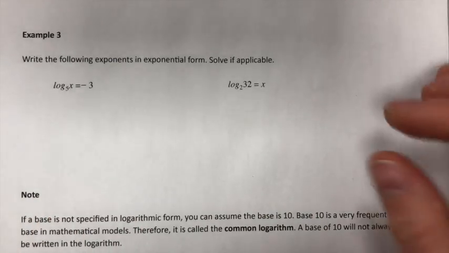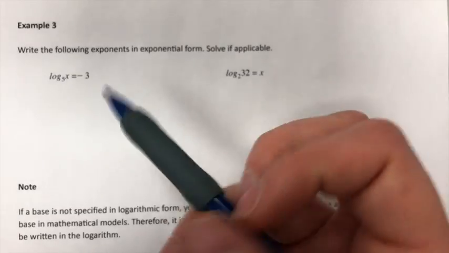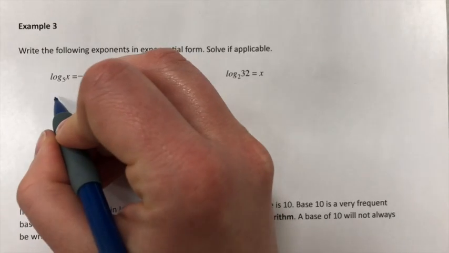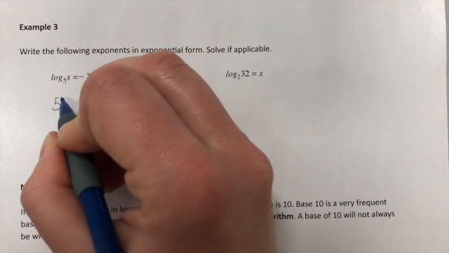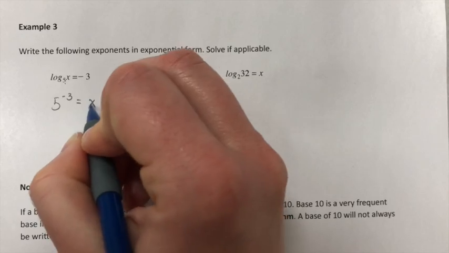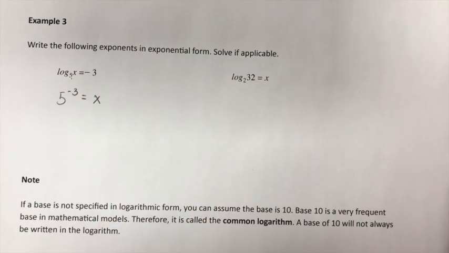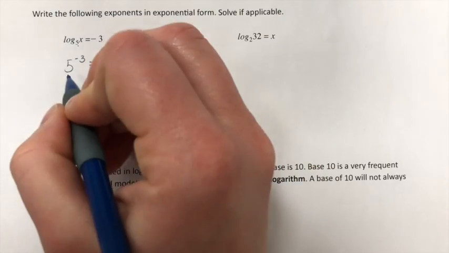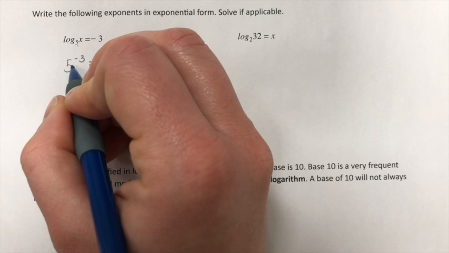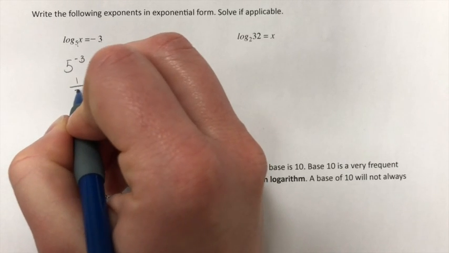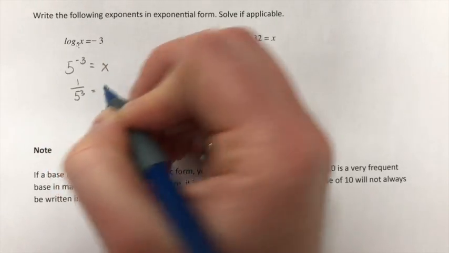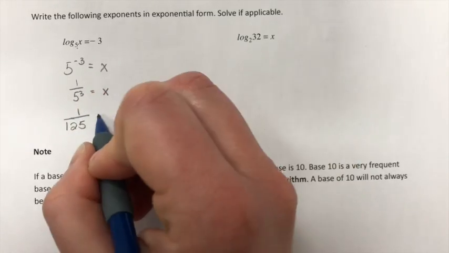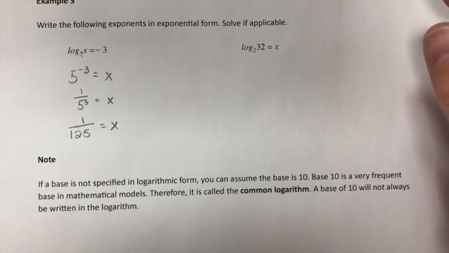Our next example: write the following logs in exponential form, solve if applicable. Okay, so this is saying base 5 to the negative 3 exponent is equal to x. And this is something that we can find a number for, so we can solve this guy. 5 to the negative 3 is the same as 1 over 5 to the positive 3. And then 5 cubed, that's 125. Don't know why I wrote the 2 first. So x would be equal to 125.